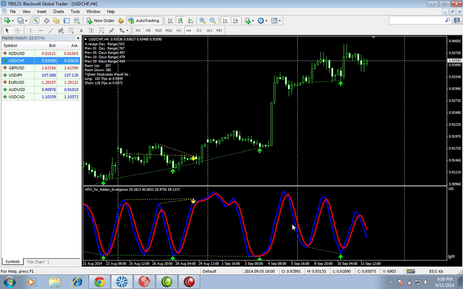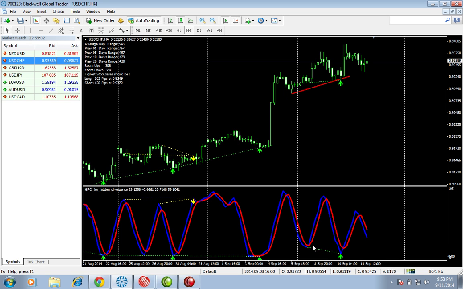Now, hidden divergence, I'm not going to talk about regular divergence so that I don't confuse you, so I'm just going to go straight to the point and tell you what hidden divergence means. Now, hidden divergence, price is making a higher low. This is a low, this is a higher low.